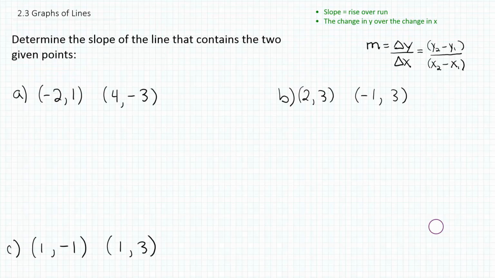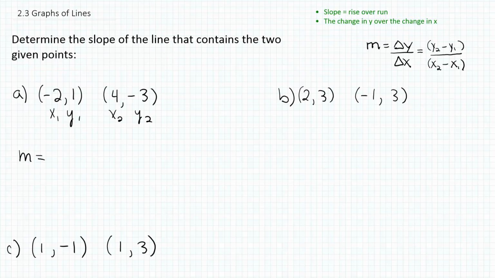Determine the slope of the line that contains the two given points. Alright, so I've written our slope formula over here on the right-hand side of the screen. Let's go ahead and use that formula to determine the slope for the 2 points that are given in example A. So I'll just label this x1, y1, and x2, y2. And then we'll go ahead and plug those into the formula for slope.